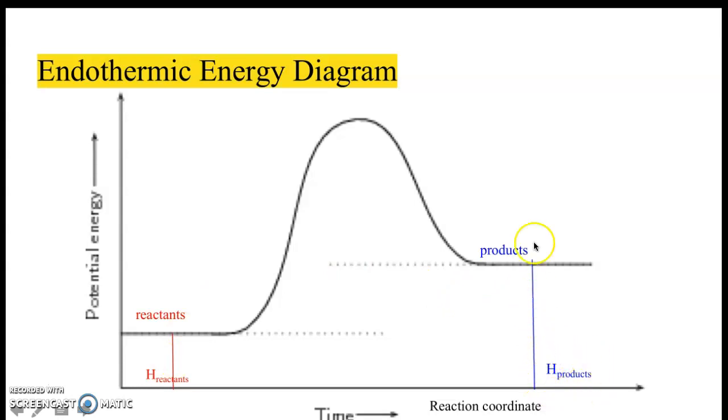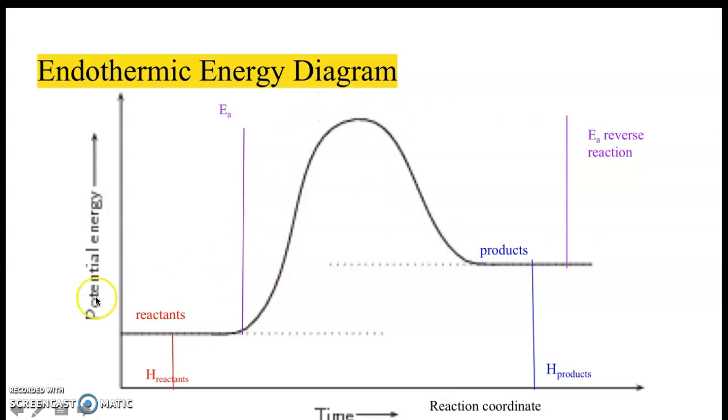Enthalpy of our products, or the amount of energy our products end up with. Again, it's super important, in our endothermic reaction, our products line is higher than our reactants line. Our activation energy going from the reactants to the very top of our diagram. So activation energy for our forward reaction. Our activation energy for the reverse reaction goes from our products to the very top hump of the diagram. So this would be activation energy of the reverse reaction.